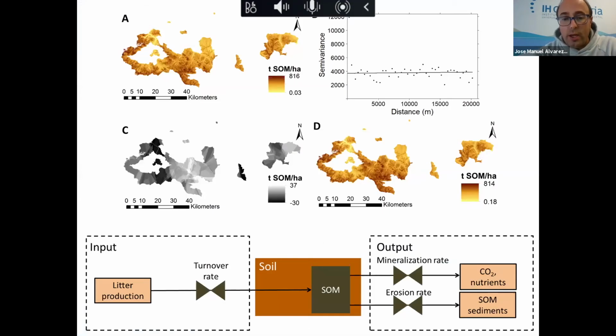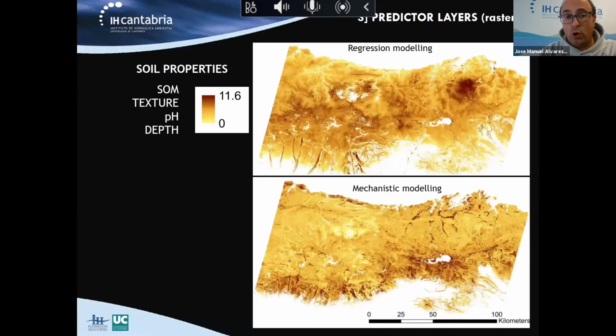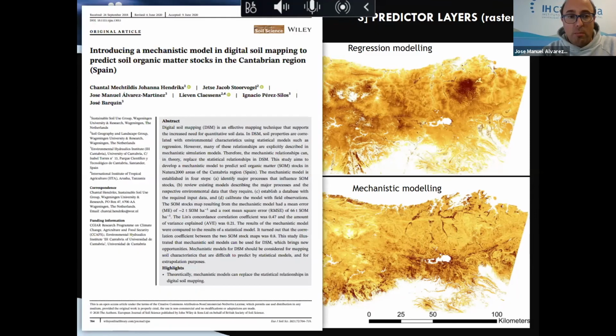And then we ran regression analysis, typical stepwise regression analysis, because we had the predictors and we had the points. But for some properties, like soil organic matter, we had to create a mechanistic modeling approach because the regression map was not accurate. You can see here for the soil organic matter the result of the regression modeling and the result of the mechanistic modeling below. So this is the result of the paper that is here.